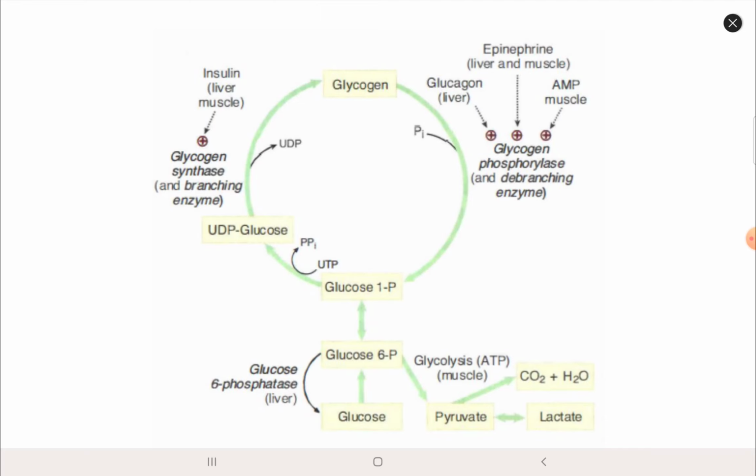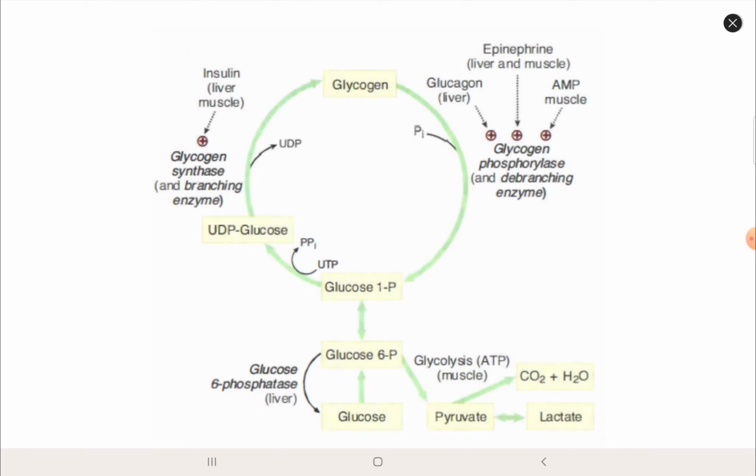This diagram shows you hormonal regulation of glycogen degradation. You see insulin. This plus sign means activation of glycogen synthase. So insulin aids in the formation of glycogen. While the other hormones, like glucagon, epinephrine, AMP, will stimulate glycogen phosphorylase.